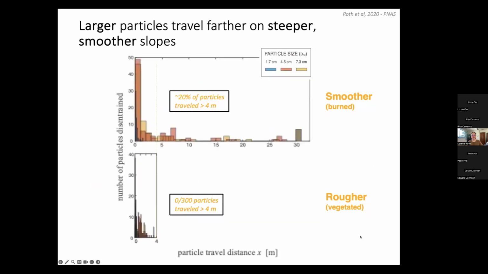In these histograms of particle travel distances, you can see that although about 20% of particles traveled more than 4 meters on this smooth burned slope, some of them quite a bit more, up to and past 30 meters, none of them made it past 4 meters on this only slightly more rough vegetated slope.